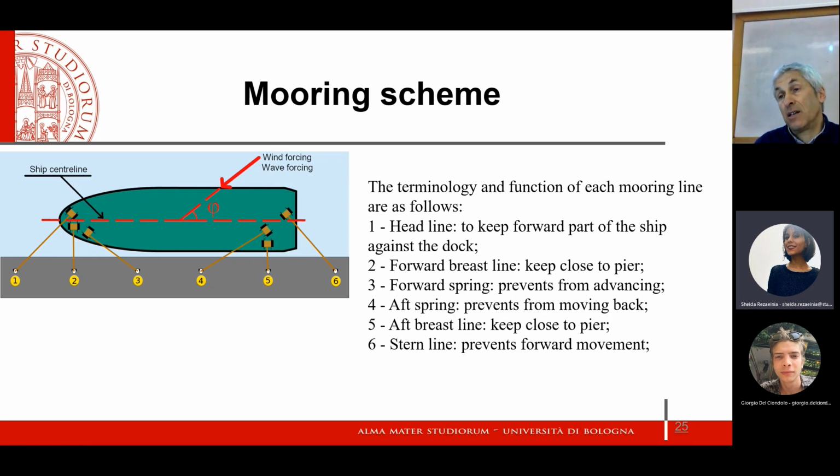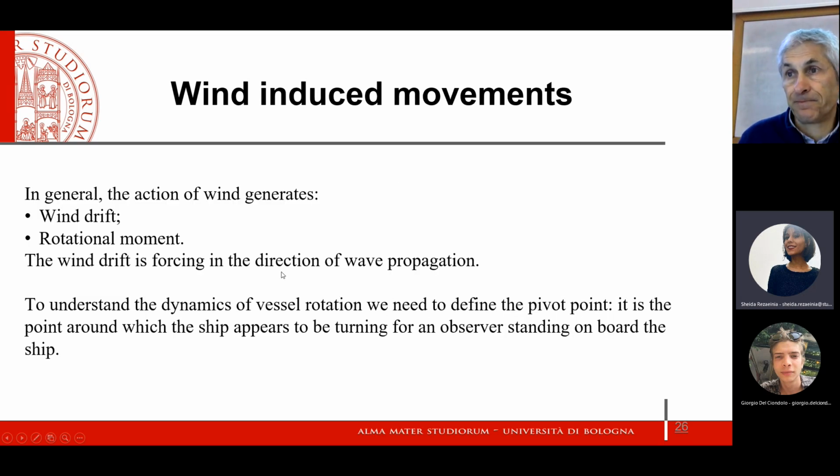Usually these spring lines are in a varying number. Of course, when you have small ships, you have fewer than that, but for big ships, you may have more than that. Okay, and then in general, the action of wind generates. What I am discussing now, I am slowly moving forward to the computation of the mooring forces.